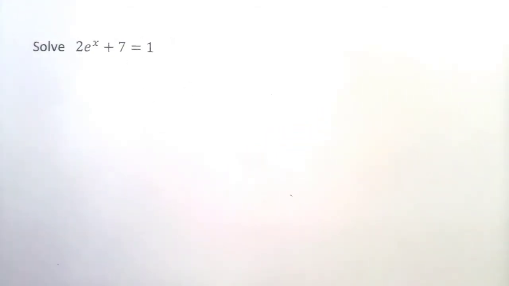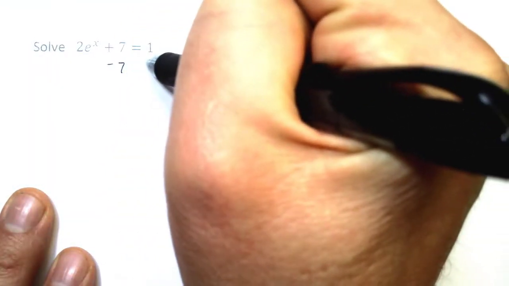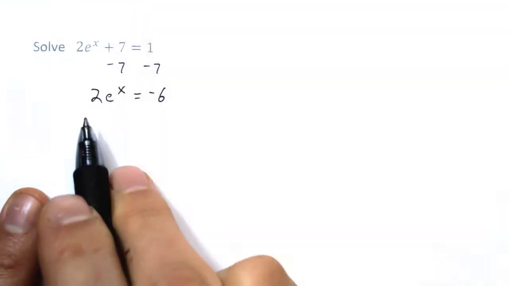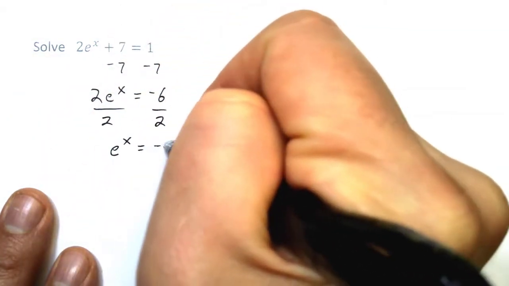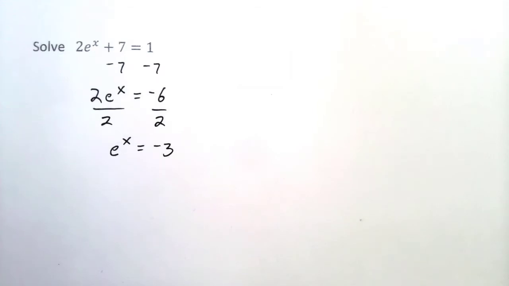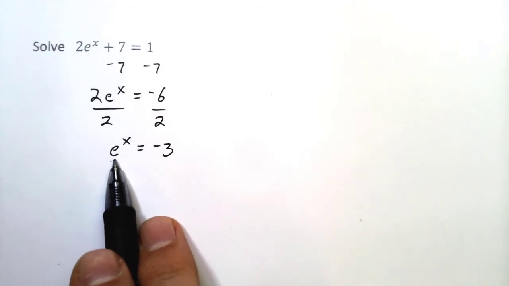Okay, here we have another exponential equation. Let's apply the same technique to try to solve this one. So I'll do the same thing we did in the last one. I'm going to subtract 7 from both sides. Now I'm going to divide both sides by 2. Now I'll apply the natural logarithm to both sides. Natural log again because that's log base e. That matches the base that we have here.